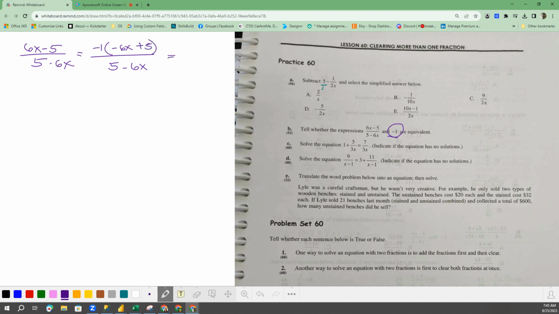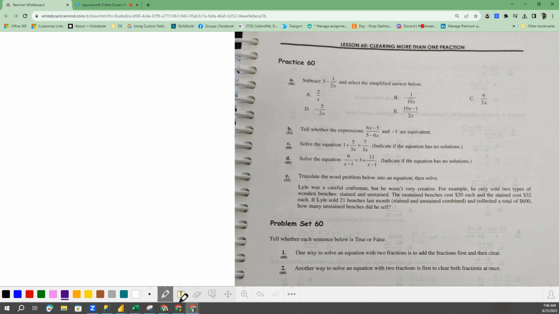Now, if you look at this, even though it's not the same order, the top and bottom are exactly the same. This is a negative 6x, negative 6x, positive 5, positive 5. So therefore, this and that can be canceled out. So that's got to be equal to negative 1. So you make a decision: this one right here is for that, and you need to compare with this.